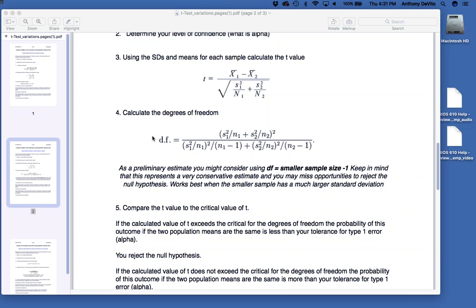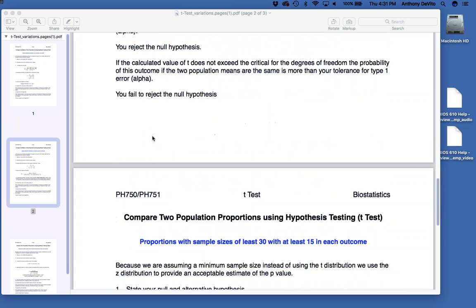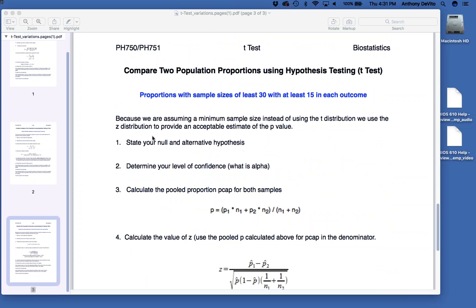I mean, it's really just a little bit of math or algebra at this stage. So what's the next possibility? The next possibility is if we're comparing two proportions. Well, where might that happen?